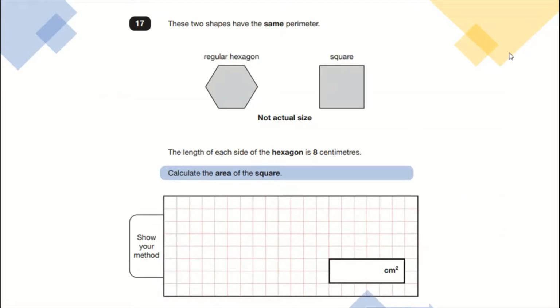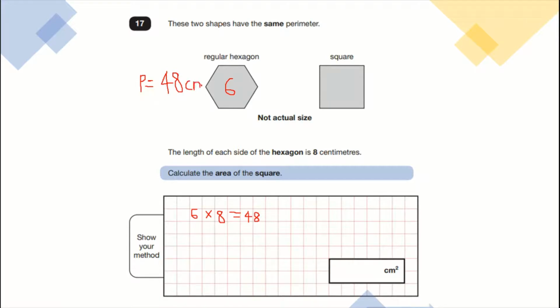Question 17. These two shapes have the same perimeter. The length of each side of the hexagon is 8 centimeters. Calculate the area of the square. We're going to start off by working out what the perimeter of the hexagon is. A hexagon has 6 sides, so we're going to do 6 times 8, which gives us 48. So the perimeter of the hexagon equals 48 centimeters.